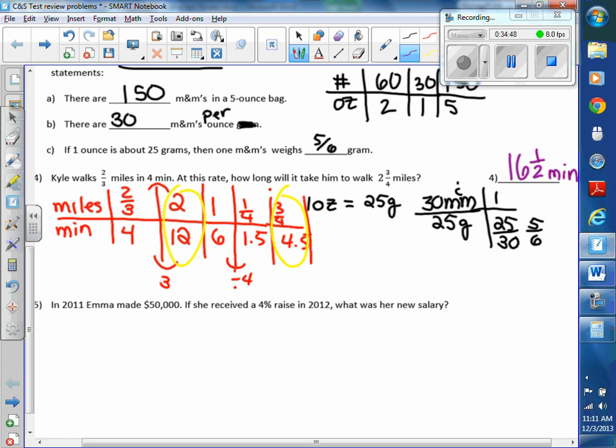Medium difficulty. I think you have one like that on a quiz. Some kind of recipe thing, maybe. So you have to be able to deal with fractions. Okay.